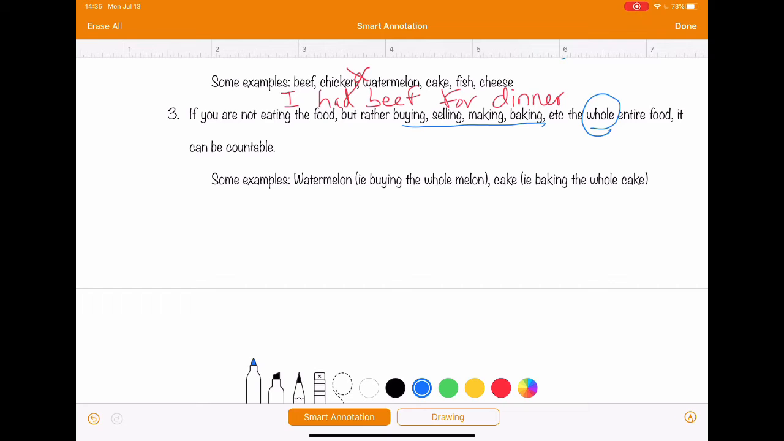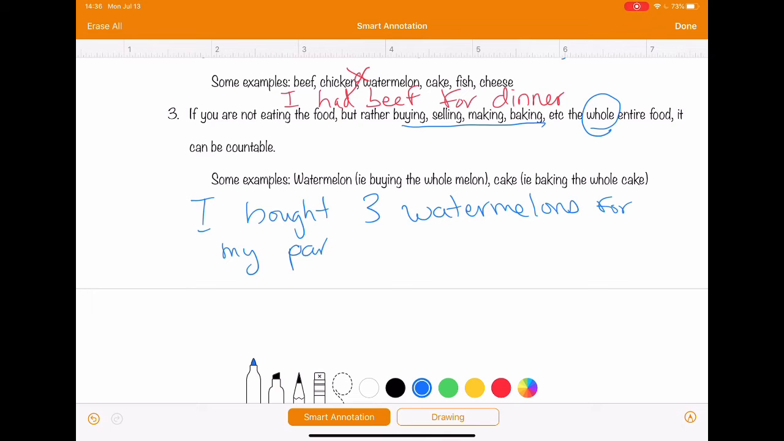But if I'm buying it, if I'm at the grocery store, I'm having a party and there's going to be lots of people coming over, I might say I bought 3 watermelons for my party, right? I bought 3 watermelons for my party. Because I'm buying the whole entire melon, not a piece of it. I'm buying the whole thing.